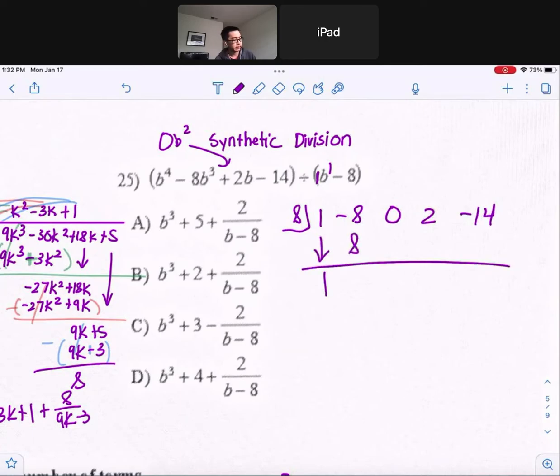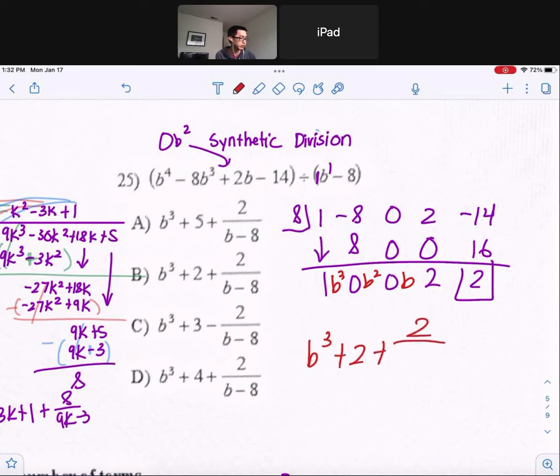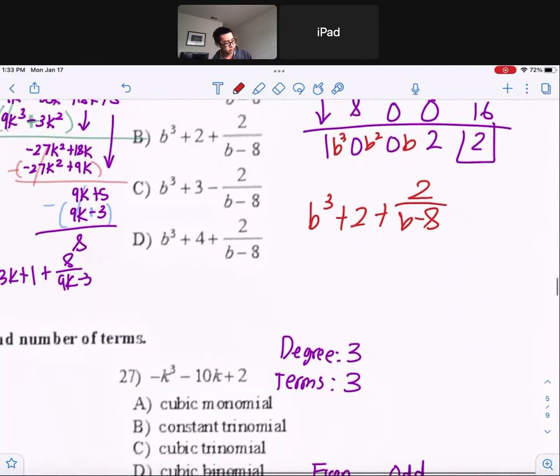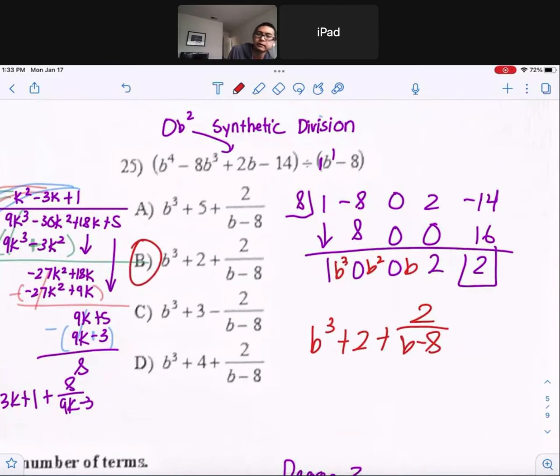1 times 8 is 8, add 0. 0 times 8 is 0, add 0. 0 times 8 is 0, add 2. 2 times 8 is 16, add -14, which gives 2. Remember, this degree is always 1 less than what you were given. So this is going to be b to the third, b to the second, b, no b. So what are we left with? b to the third plus 2 plus the remainder over our divisor, which was b minus 8. So that's going to be B.